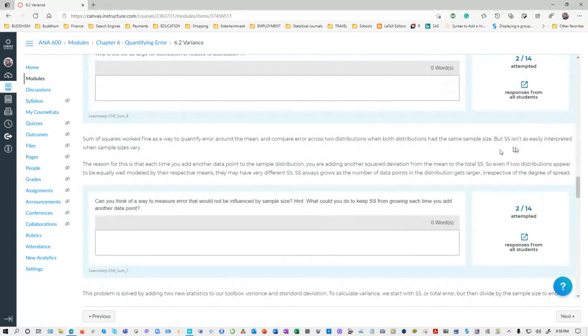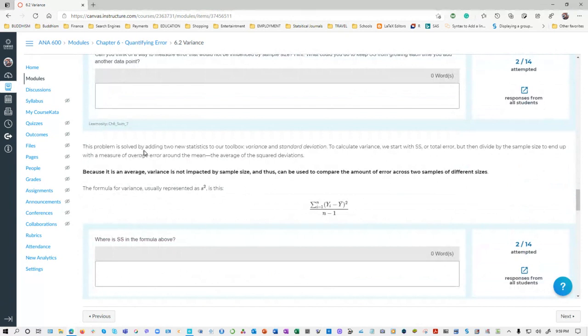Okay, then that's what they say. Interpreted, but it's not. The reason for this one, and so on. This problem is solved by adding two new statistics to our toolbox: variance and standard deviation.